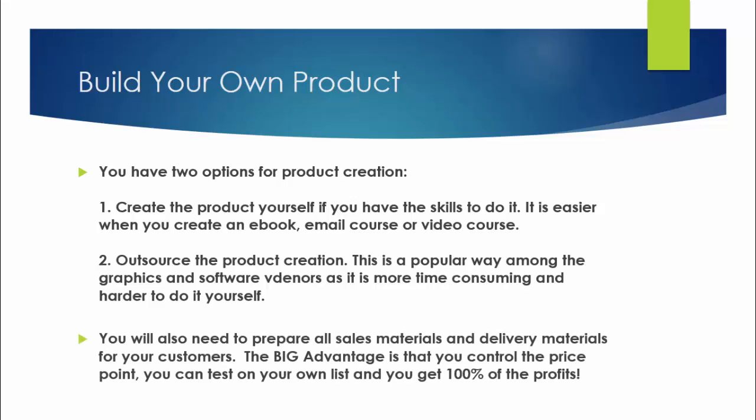Okay, you'll also need to prepare all sales material and delivery materials for your customer if you are launching your own product. The big advantage is that you control the price point. So if you have your own product, you decide the price. It can be $27, it can be $197, it can be $3,000. You can test the price point on your own list and you get 100% of the profits. So you don't have to share it with affiliates, with other product vendors if you are the affiliate, or anyone else.